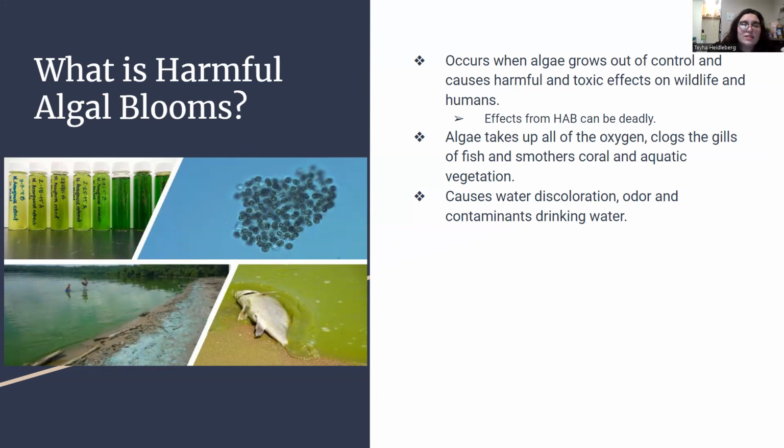And then it could also be where it is producing toxins into the water, causing the fish, animals, and people who drink the water or eat the fish to then get sick. And some signs are discoloration and odor, and it will contaminate the drinking water.